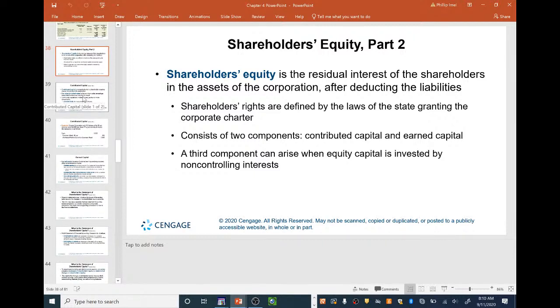Okay, let's move on to shareholders' equity. So this is going to obviously be the residual interest, the owners' claims to the assets after all liabilities have been satisfied.